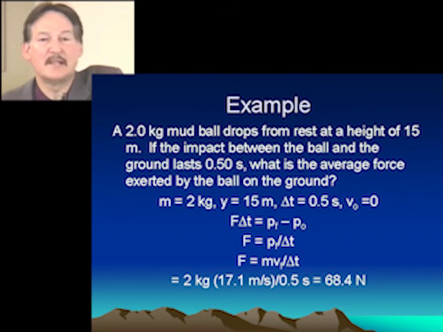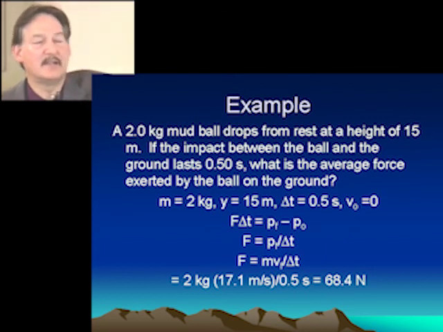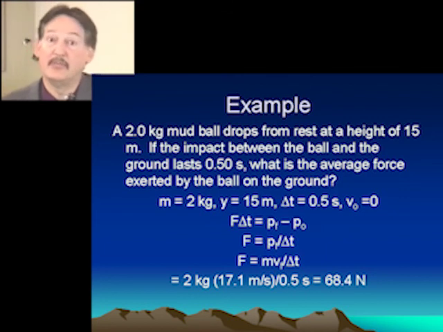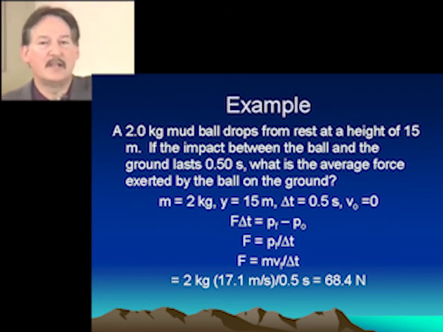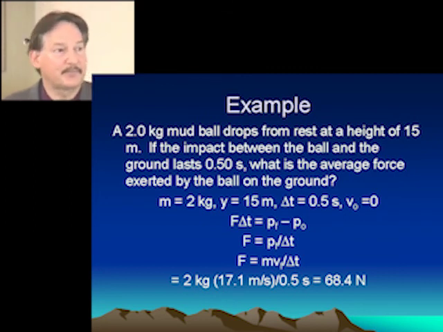Final momentum is the mass times the final velocity, and the final velocity can be calculated from your kinematics formula, the v squared equals v0 squared plus 2ax relationship. When we do that, we find that the velocity that it strikes the ground with is 17.1 meters per second. Therefore, our momentum at that point will be twice that, or 34.2 kilogram meters per second. Dividing by a half gives us 68.4 newtons of force that's applied to the object.